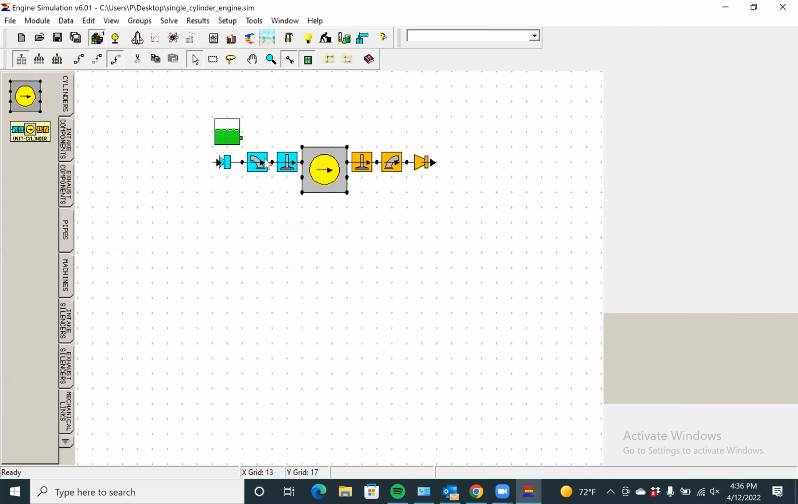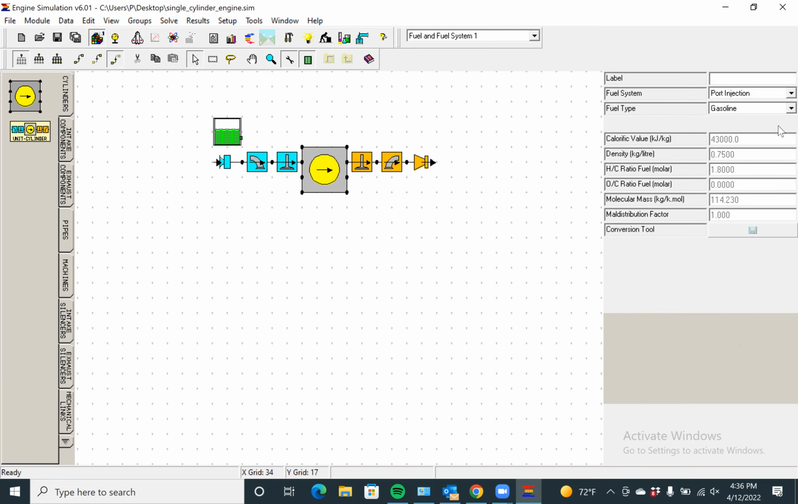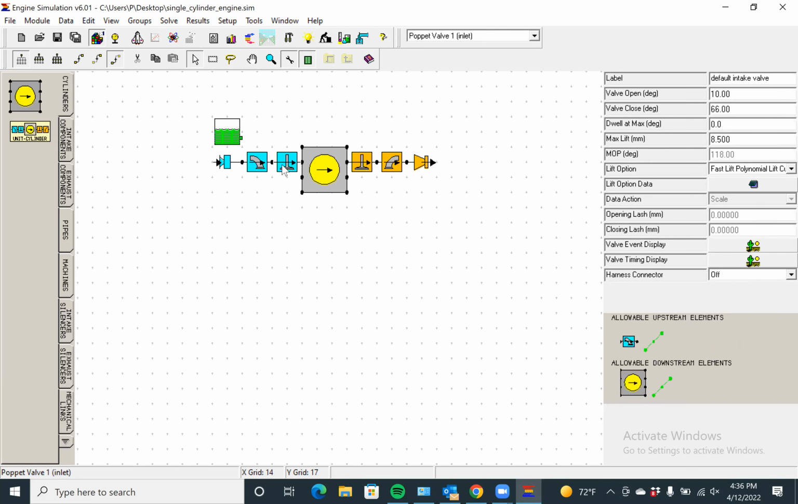So what do you have? You have intake information, and you have fuel information, so you can actually choose port injection, gasoline, and the calorific value. Then this is the intake element that you need to apply, which indicates the piping. Then you have the valve, and depending upon the type of valve that you use, you can choose the appropriate lift profile. How does the valve open? How does the valve close?